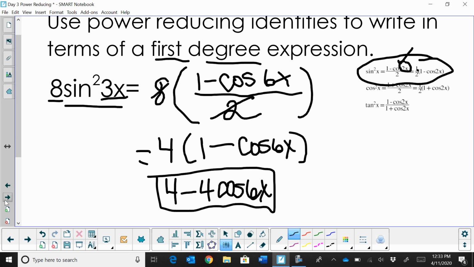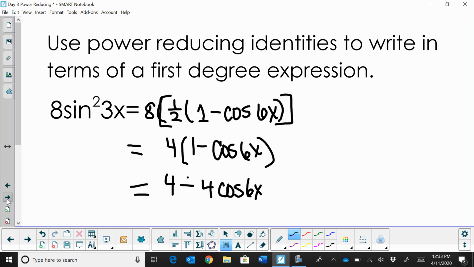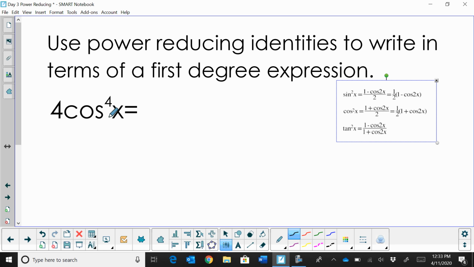So there's our first example. We took 8 sine squared 3x and simplified it to a single angle. So cosine in this case is not squared, but we did have to double the angle. Now let's try one with cosine. Okay, so let's try a cosine formula.